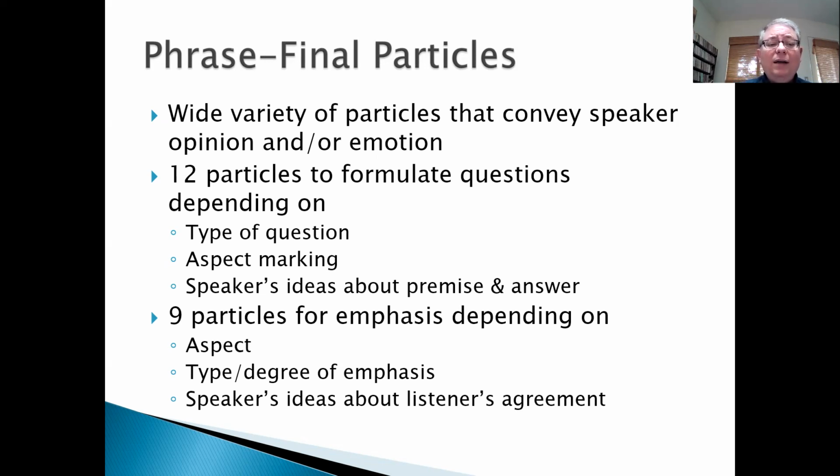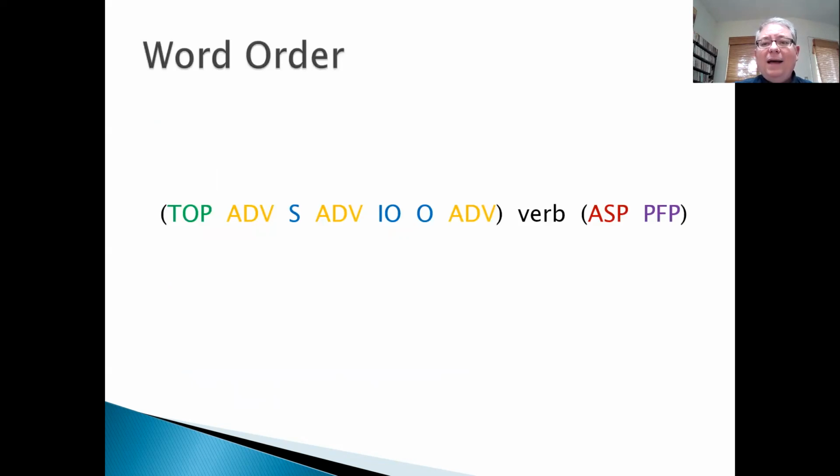Similarly, we've got particles for emphasis. There are roughly 9 of them. And also they combine different aspects of meaning. One, grammatical aspect of the situation, also the type and degree of emphasis, and the speaker's ideas about whether they think the listener is going to agree with their emphatic statement or not. So phrase final particles, very, very common. Not obligatory always, but very common, and you'll see them in clause after clause. So now with that short introduction, you can take a look at a roadmap of what a clause looks like in Khatso and understand how these all work together.